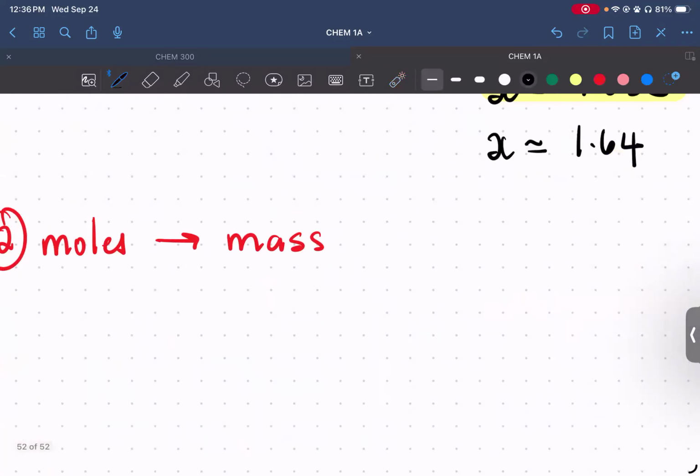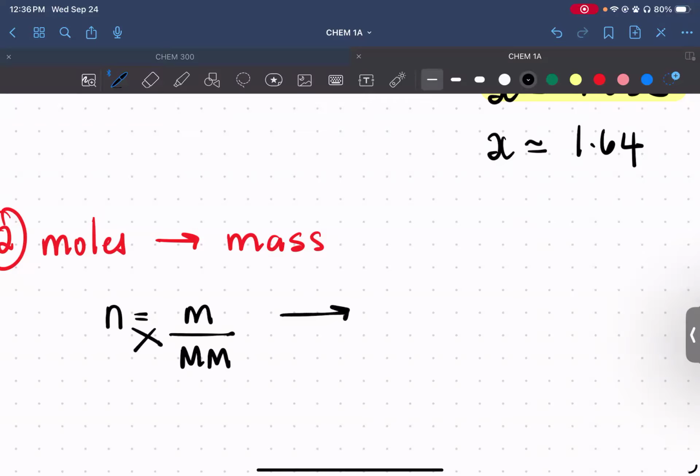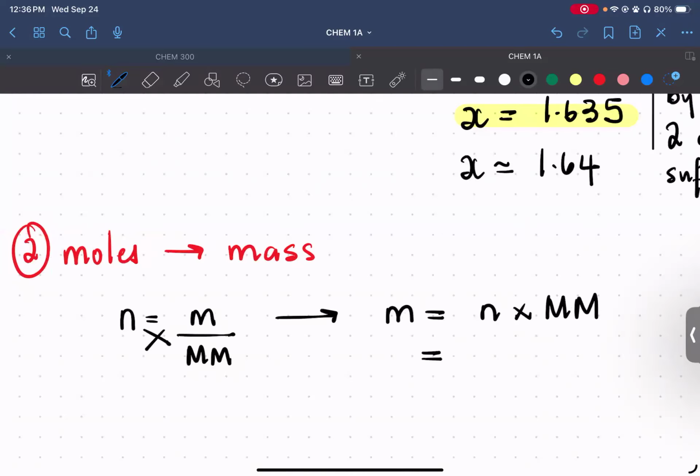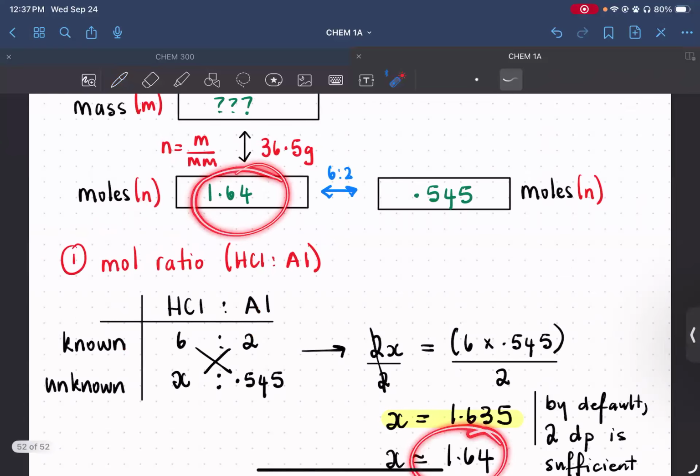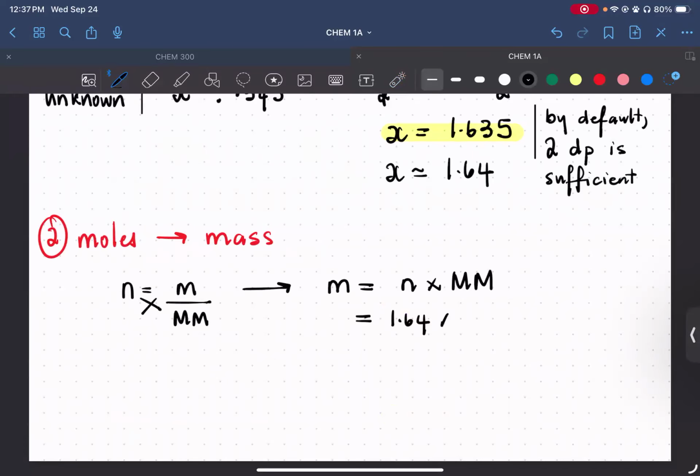So bringing that formula back, n is equal to m over MM. With a little bit of manipulation, we're able to get m is equal to n times MM, where we know that n is 1.64. We just calculated that. And the molar mass is approximately 36.5 grams. We calculated the molar mass. It was one of the first things we calculated.